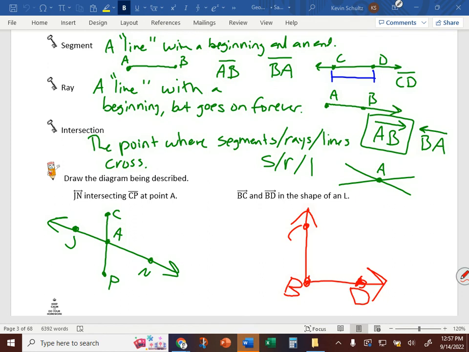Job well done. Okay. Ray BC and ray BD in the shape of an L. Point B must be in the middle because both rays begin at that point. This could be D, that could be C. That part is interchangeable, but point B has got to be in the middle, and it needs to be in the shape of an L. Questions so far?